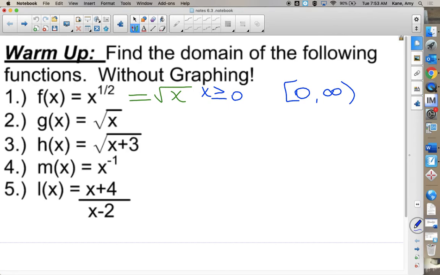A bracket. Perfect. Bracket, then a parenthesis. So whatever's underneath the radical must be greater than or equal to 0. It's allowed to be 0 because the square root of 0 is just 0. But the square root of -1 doesn't work.